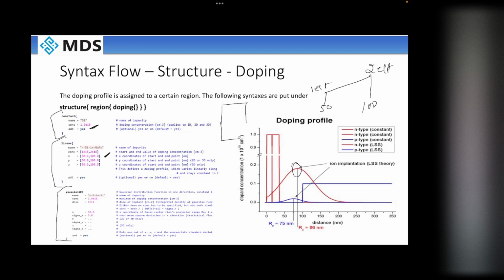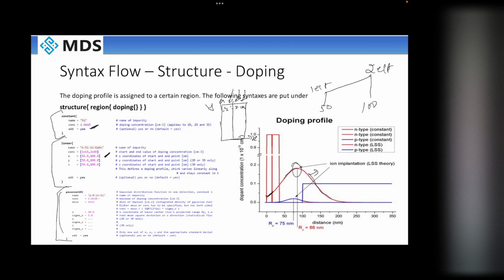Suppose this is my 2D structure, this is my y-axis, this is my x-axis. If we do the implantation like this, our doping will be somewhat like this, and more doping like here. If we draw a cut line, it will look like this red one. Initially we have less doping near the surface, then when we go inside it will increase, and after that it will decrease. This kind of profile can be created using the Gaussian statement.